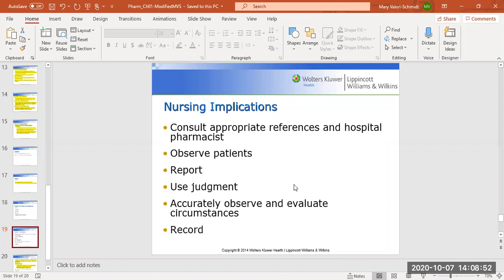Your job is to make sure that the patient's response to the drug is safe and therapeutic. If I'm giving you a medication to make you stop vomiting, did you stop vomiting? It's Zofran, right? You have to be able to report on your patient's response. You have to be able to use good, sound clinical judgment. Okay, so all of these things are your job as the nurse.